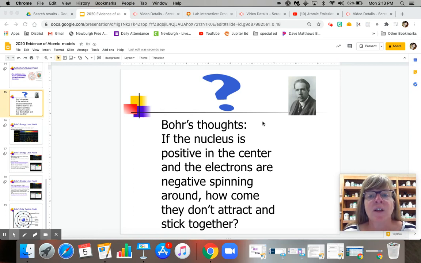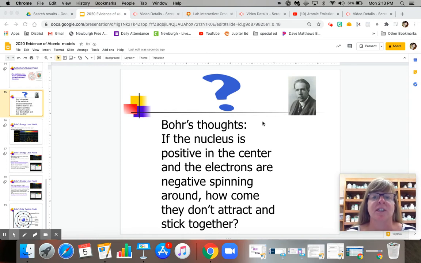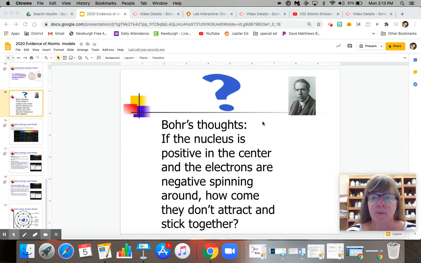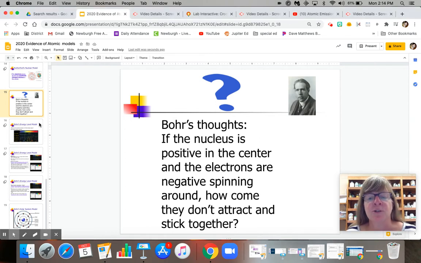Hi, we left off with Rutherford's model. And again, Rutherford had that positive dense nucleus that was very tiny and a lot of empty space with electrons whizzing around. But scientists like Bohr thought, well, if the nucleus is positive in the center and the electrons are negative spinning around, well, they're opposites. They should attract each other. But we know they don't. Why? So he ends up also studying the atom.